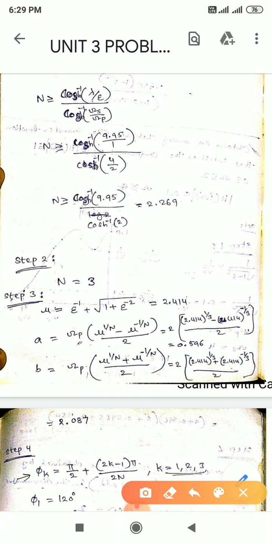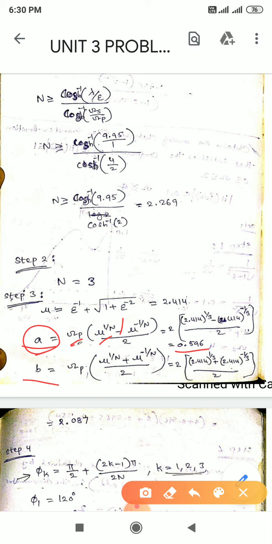After determining the mu value, we are calculating the a value. How to determine the a value? Here a is equal to omega p of mu power 1 by capital N minus mu power minus 1 by N, divided by 2. We already know omega p, the passband frequency, mu and N.